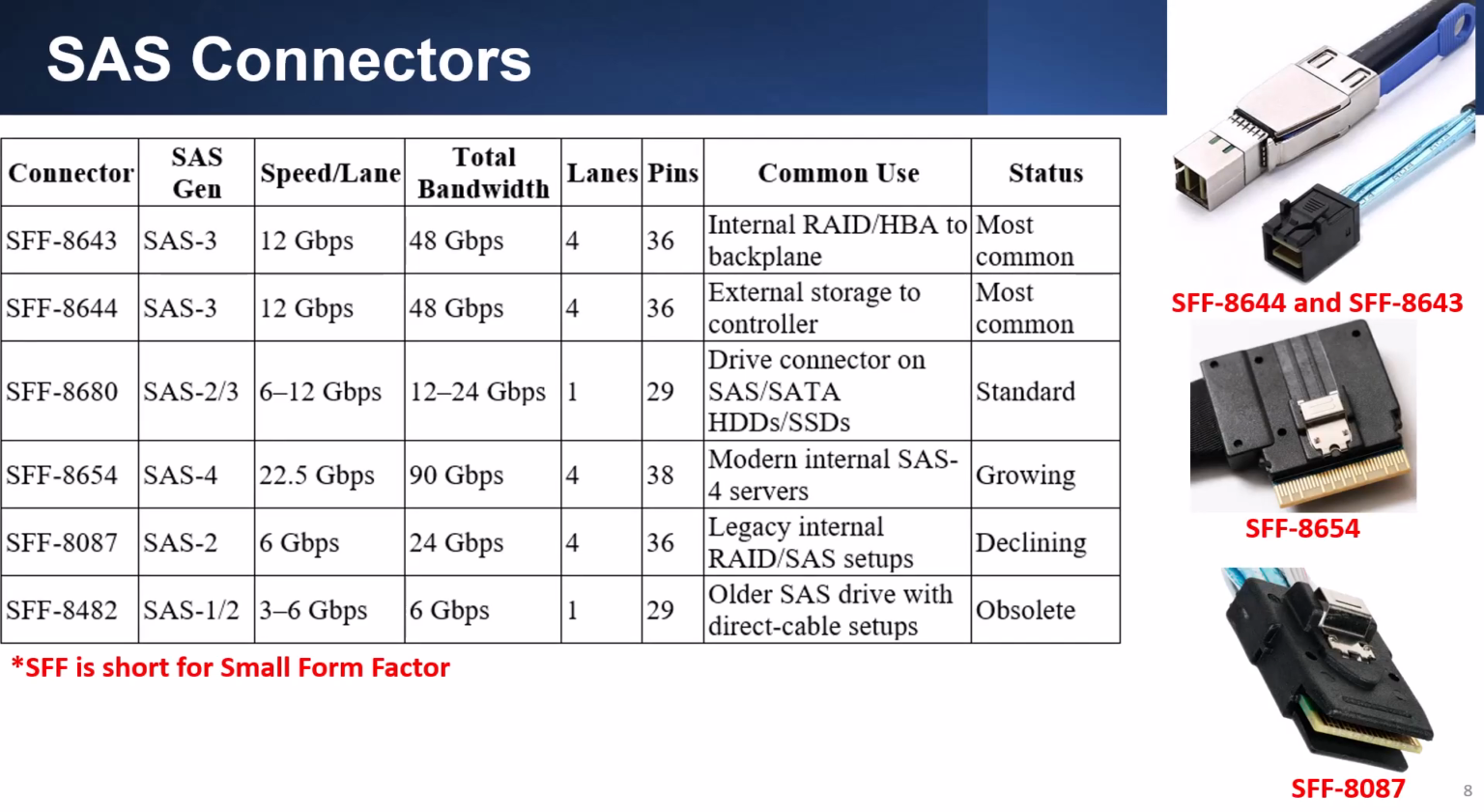This screen shows the most common SAS drive connectors, which are all small form factor. Right now, the SFF 8643 and 8644 are the most common, followed by the SFF 8680. I expect the SFF 8654 will eventually replace these connectors since it's built on SAS 4 that offers greater bandwidth.